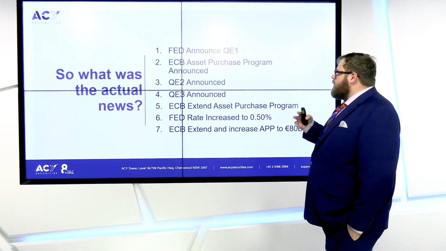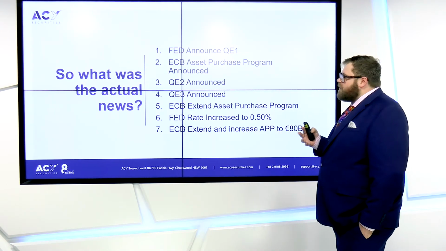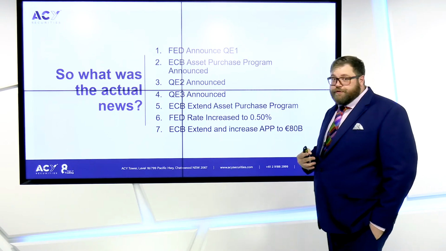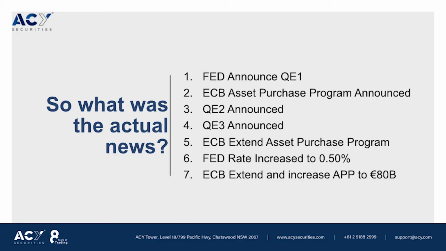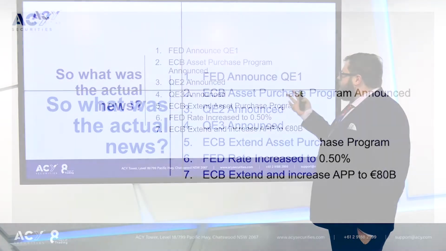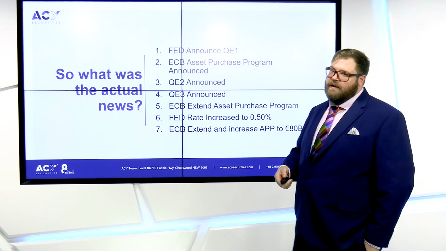Now, in each of these instances, I want to go through and give you an idea of what the actual news was, because sometimes the news can be variable and it might be a little bit different. So in the very first instance, we had a Fed announcement coming out saying that they were going to be doing quantitative easing in the first series of orders. From here, we move into an asset purchase program being announced by the ECB.